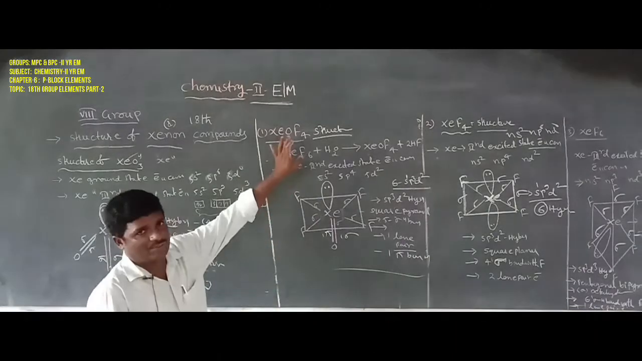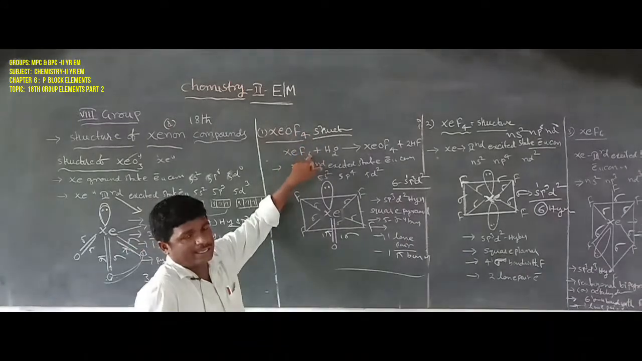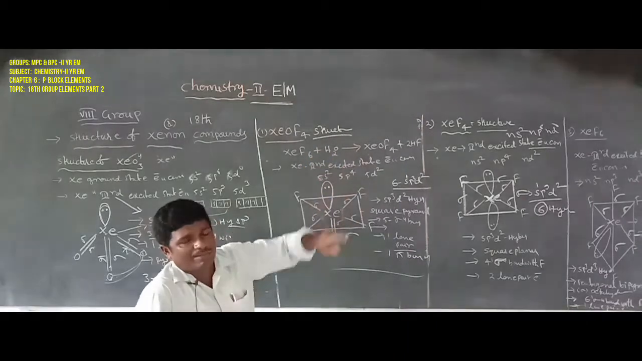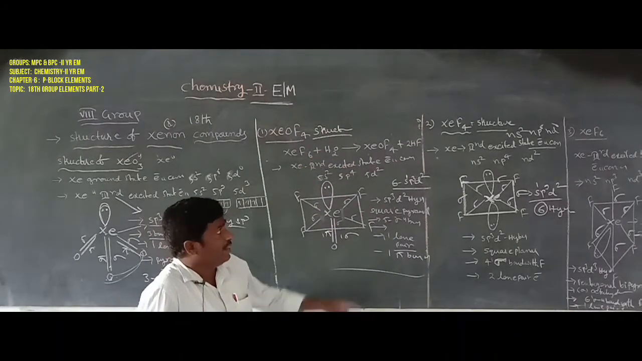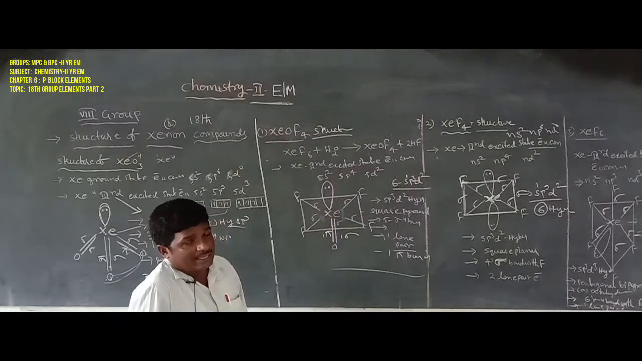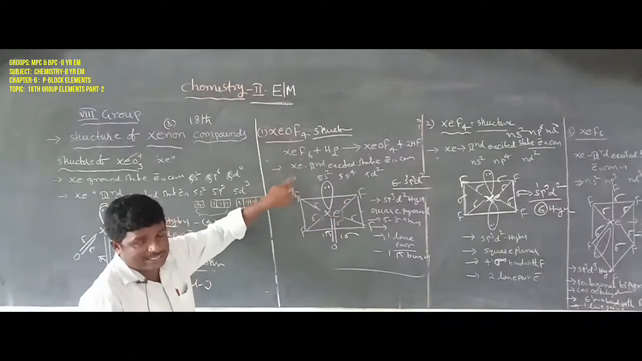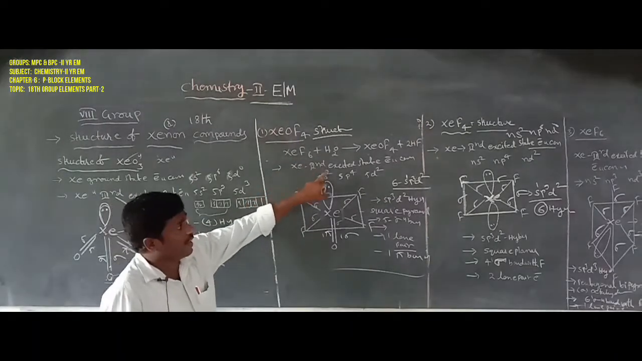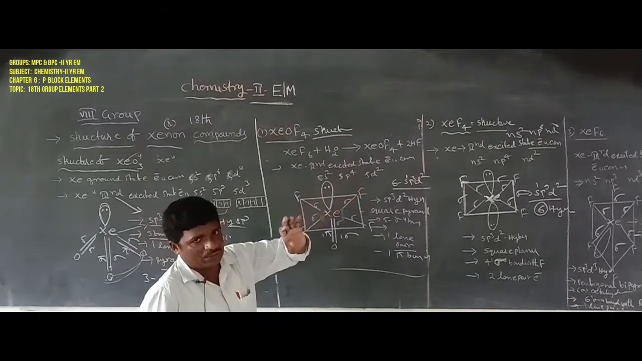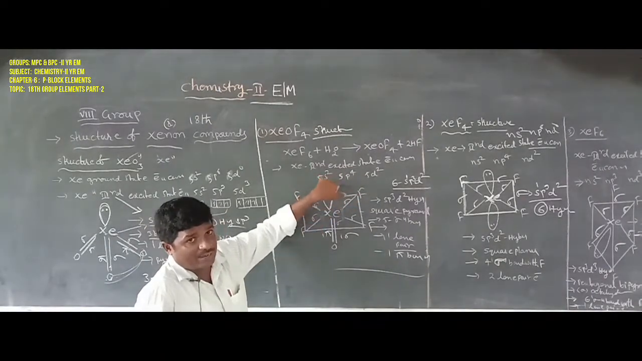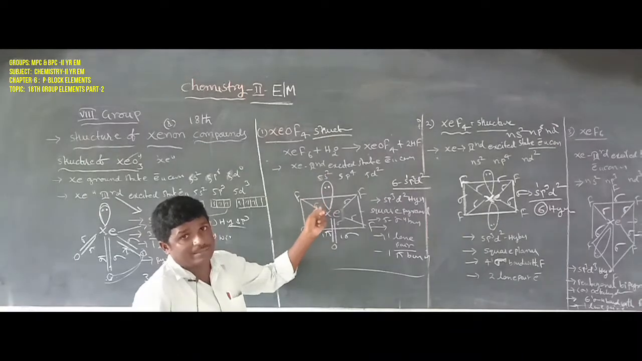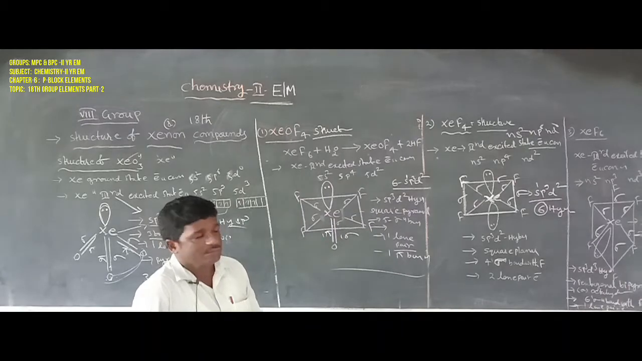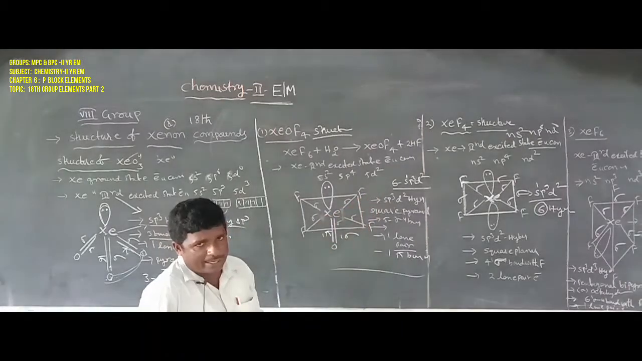Once again, xenon oxy tetrafluoride is prepared from xenon hexafluoride dissolved in water, forming xenon oxy tetrafluoride and hydrogen fluoride. In xenon oxy tetrafluoride, xenon is the central metal atom. Its second excited electron configuration is 5s2, 5p4, 5d2. The xenon central metal atom undergoes sp3d2 hybridization, forming 6 sp3d2 hybrid orbitals.